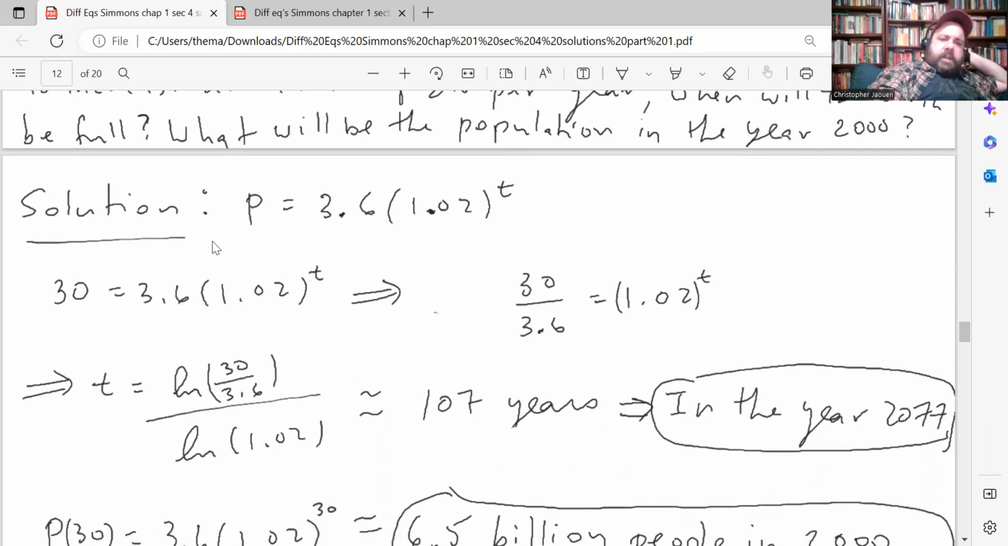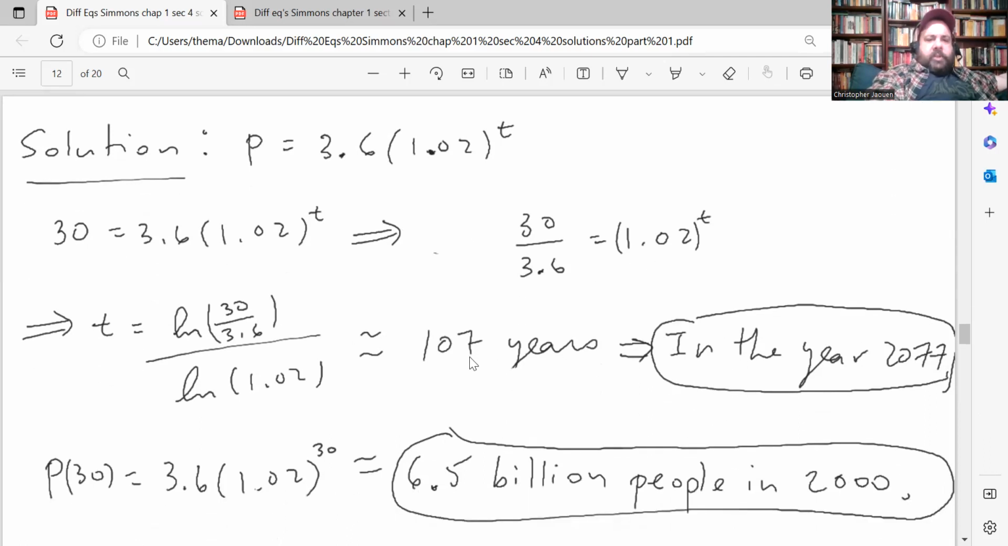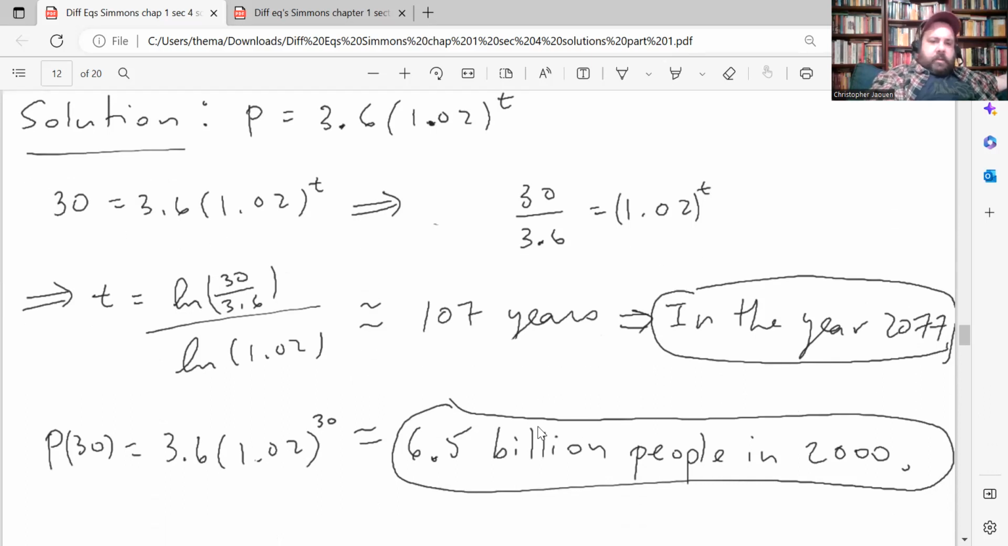All right, so that's the initial population, and then it grows by 2% per year, so 1.02 raised to the T. Okay, and they want to know when the population will reach its conjectured maximum, which would be 30 billion. So solve for T, and that gives you that the world population will reach its maximum in the year 2077, or in other words, 107 years after 1970. So you just add 107 to 1970.